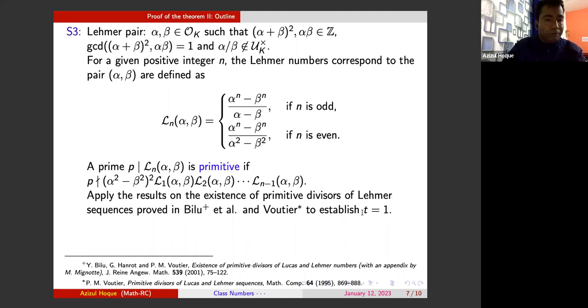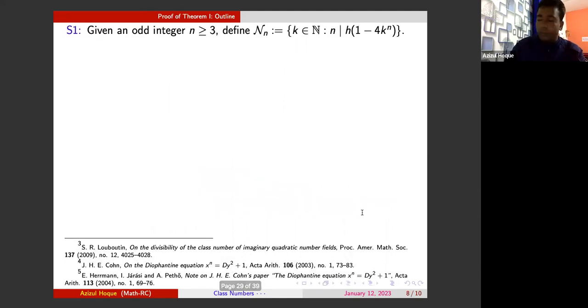Now I'll go to the proof of the first result. So here we define this set. For a fixed odd integer n, we define the set of k in natural numbers such that n divides the class number of the field Q of square root of 1 minus 4k^n.